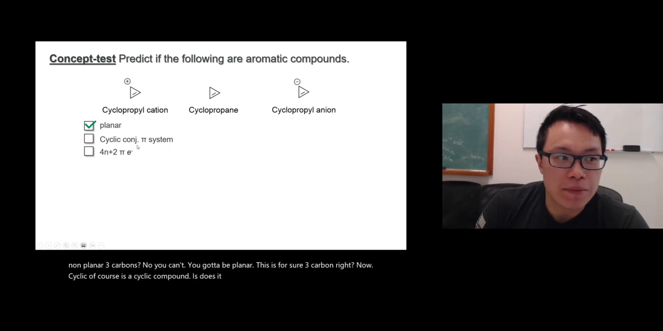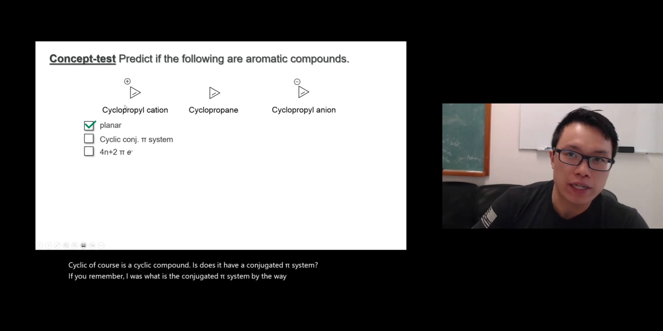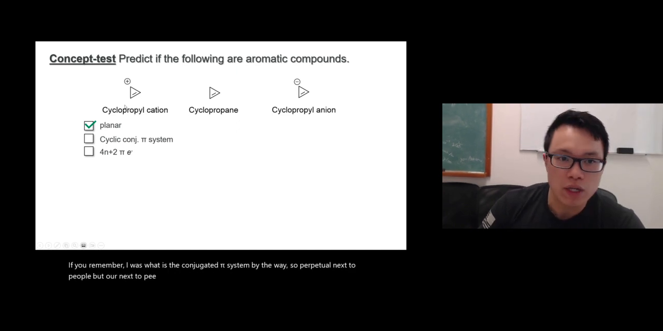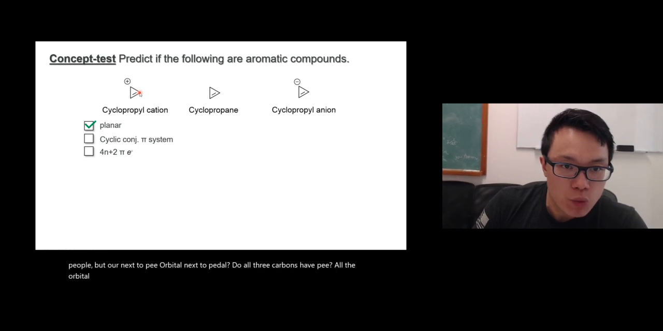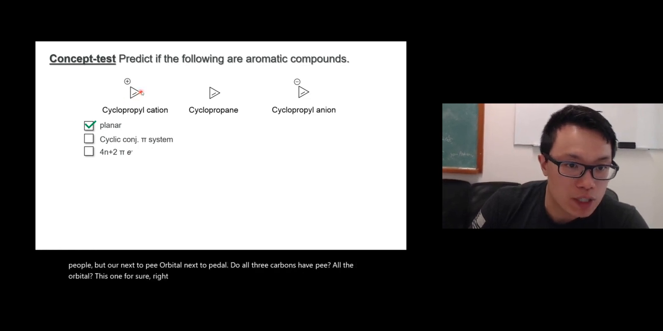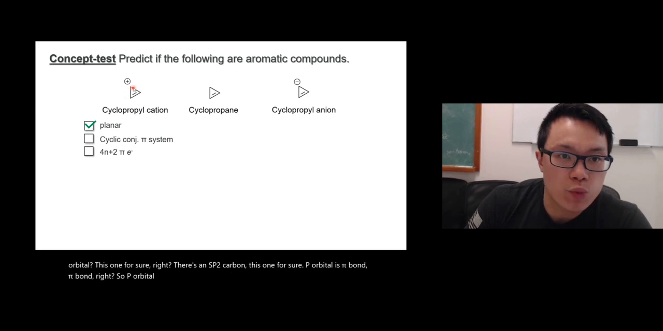Does it have a conjugated pi system? If you remember, what is a conjugated pi system, by the way? It's a p orbital next to a p orbital next to a p orbital. Do all three carbons have a p orbital? This one for sure, right? It's an sp2 carbon. A p orbital is a pi bond, right? So p orbital, p orbital. What about this one though?